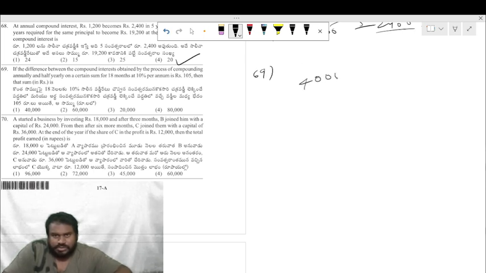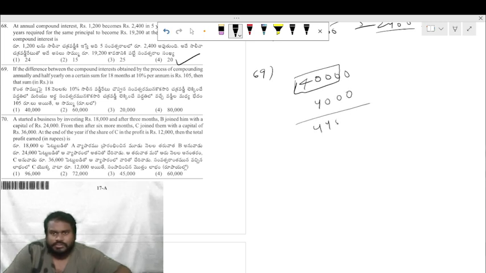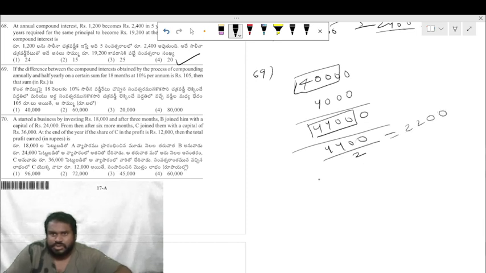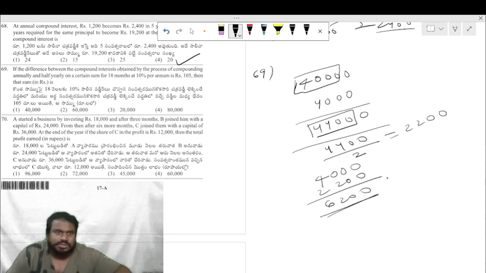You take 40,000. For 40,000, what is 10%? 4,000. So in a year it will be 4,000. So it will become 44,000. Again 10% is 4,400, but it is for half a year, so it will be 2,200. So now 4,000 plus 2,200, how much is it? 6,200 you are getting as annual interest.